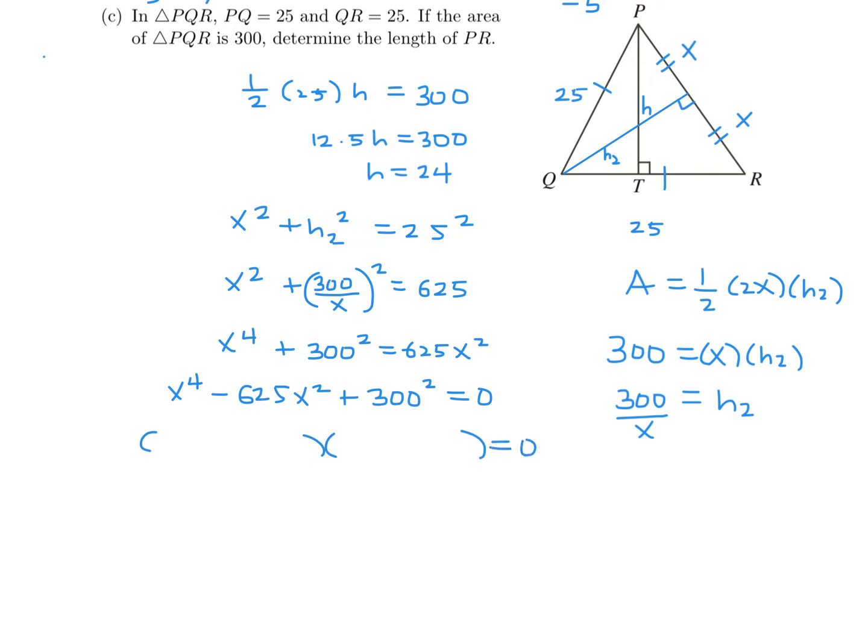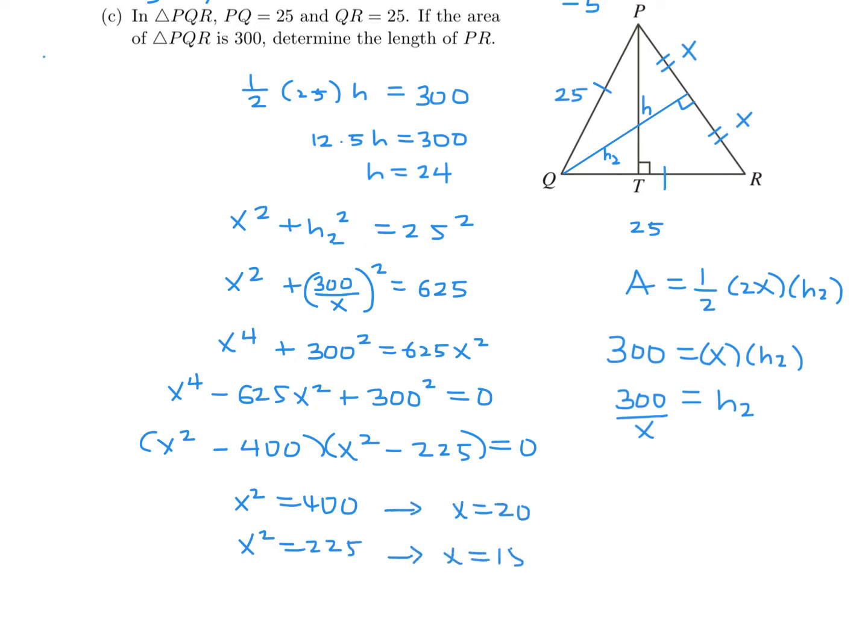I'm pretty sure x squared minus 400, x squared minus 225, and that should work. So that means that x squared is either 400 or x squared is 225. And therefore x would be 20 or x would be 15. And therefore they want the length of PR, so PR is 2x. And that means either 40 or 30. And that's it.